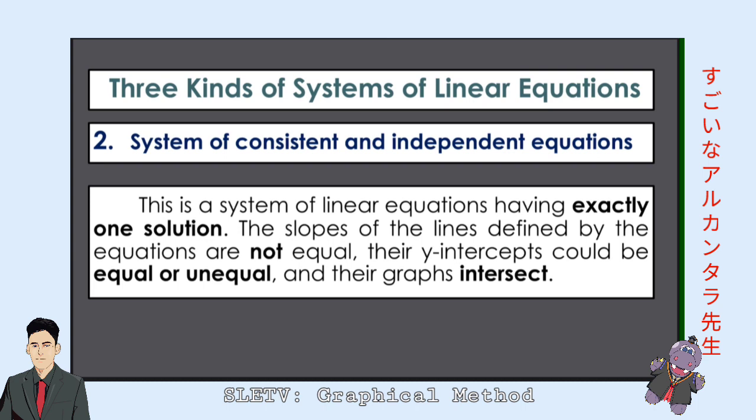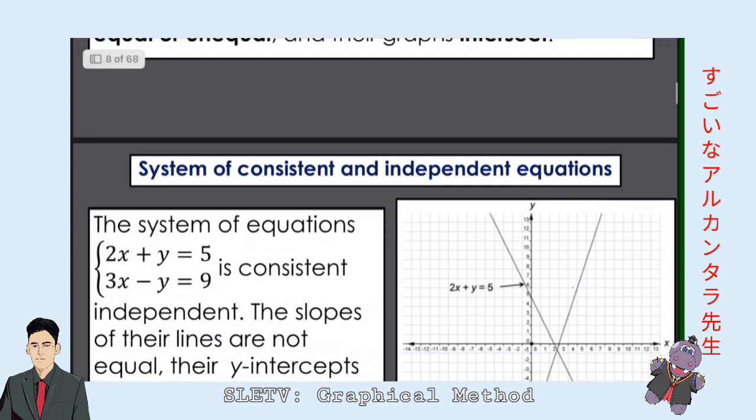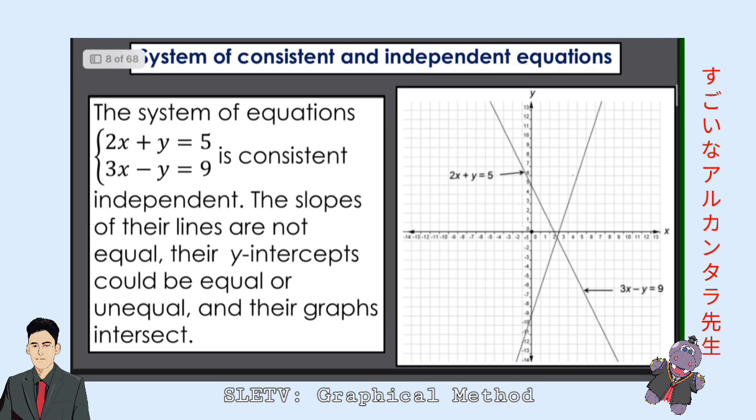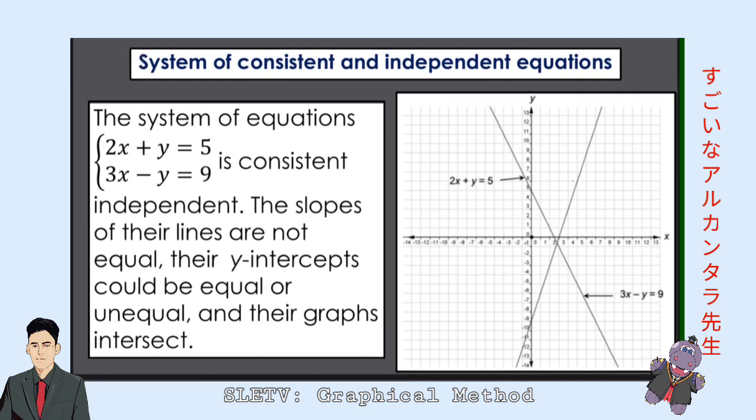So the case here is this. The slopes should not be equal, but their y-intercepts could be equal or not equal. So basically, the restriction is about the slope. Okay? We don't care about the y-intercept that much. As long as the slopes are not equal, we can say that the graph is intersecting. So for example, you have 2x plus y equal to 5, 3x minus y equal to 9.